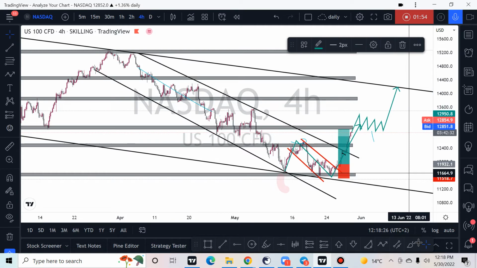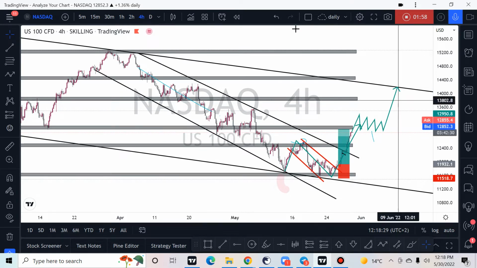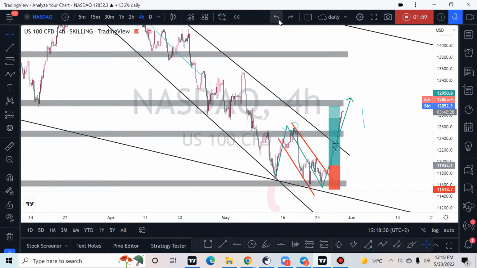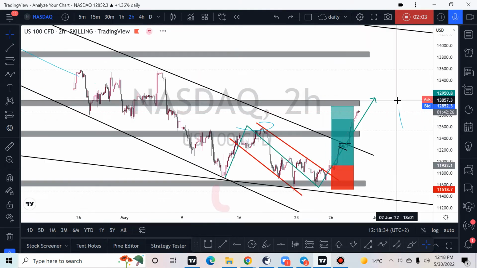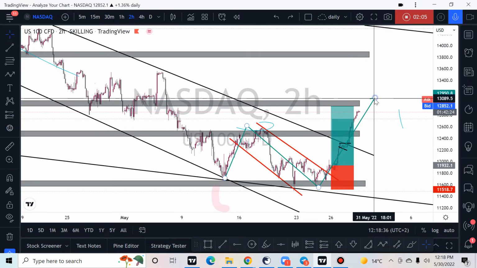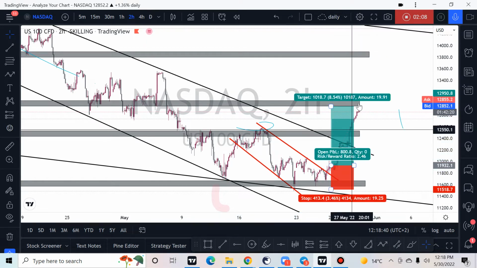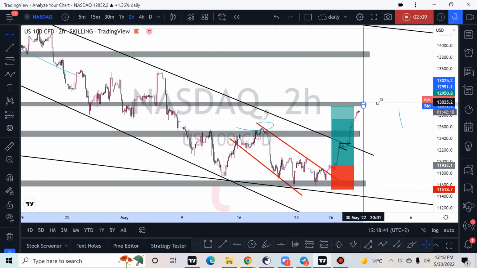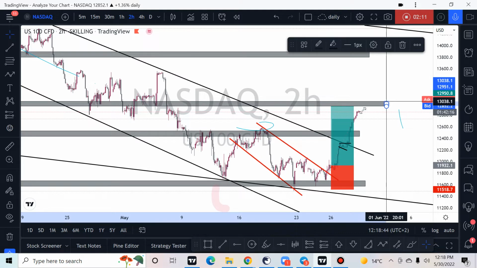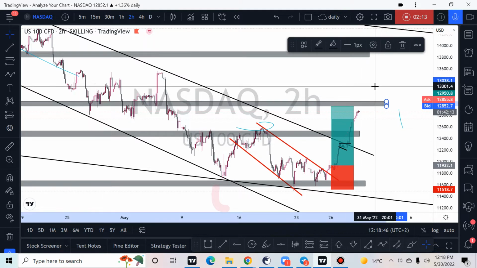So every time once the correction is facing down, it's a bullish continuation correction. We are waiting for the market to break this current resistance. Then we will buy again after the market gives us a correction.